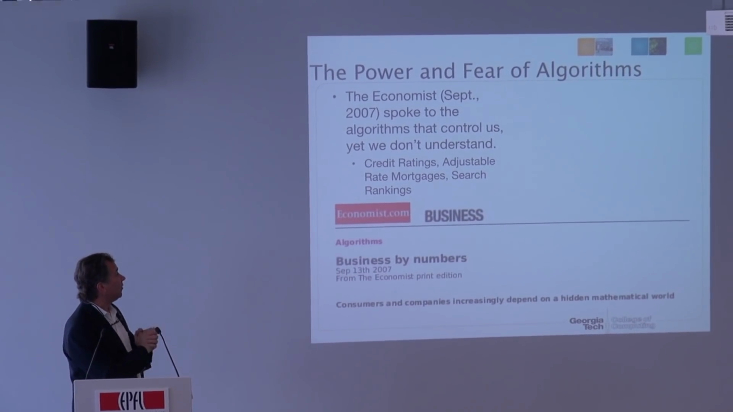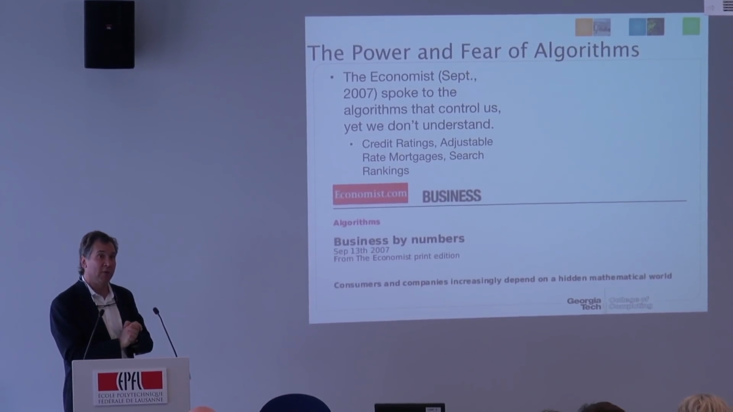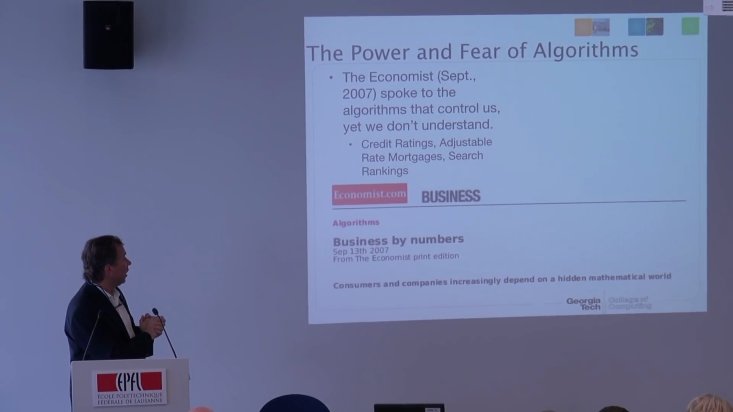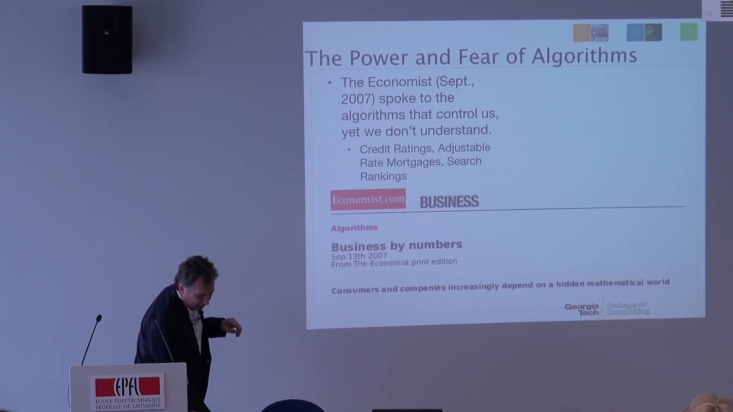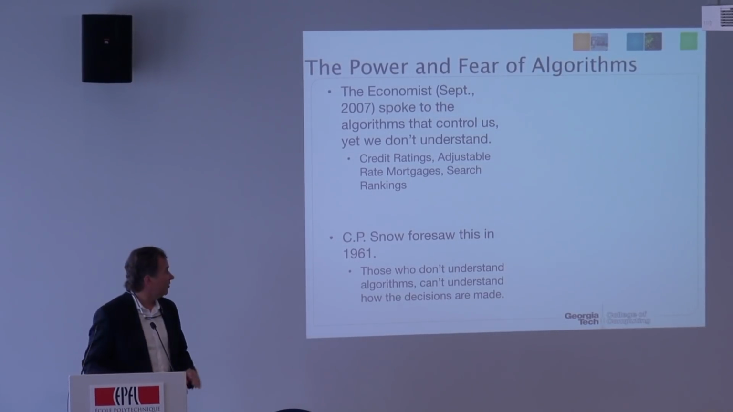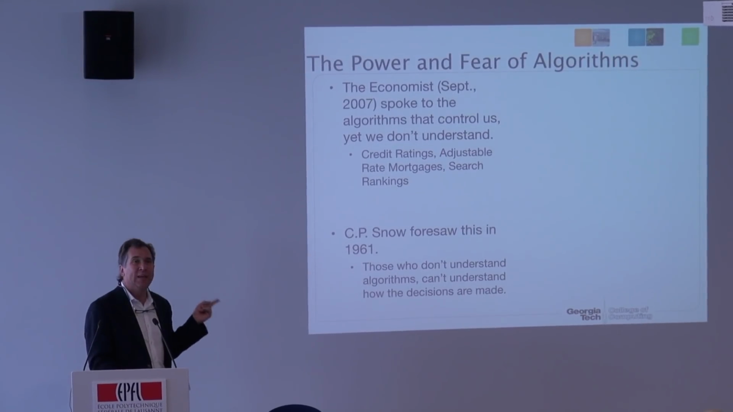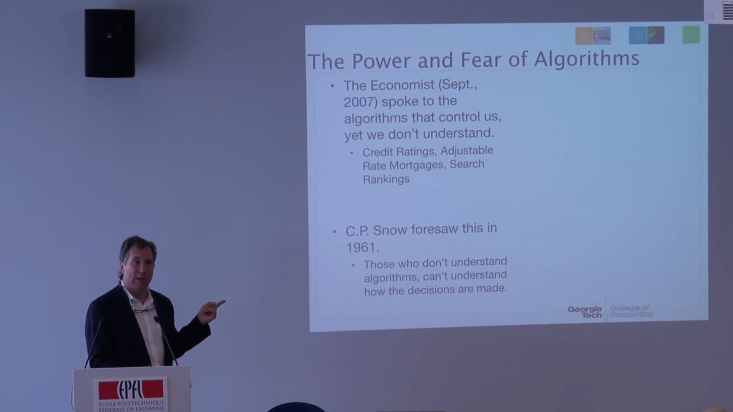And there are lots of other ways, for things like credit ratings and adjustable rate mortgages in the United States that has caused a great deal of hassle. So what's really interesting is that C.P. Snow foresaw this in 1961. In 1961, he argued that those who don't understand algorithms can't understand how these algorithmic decisions are being made.